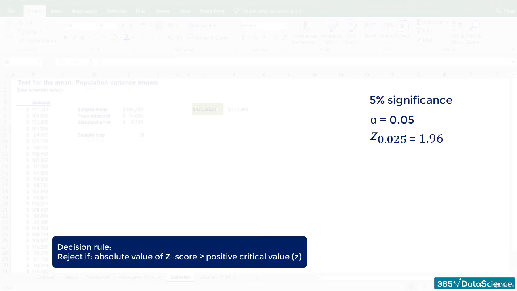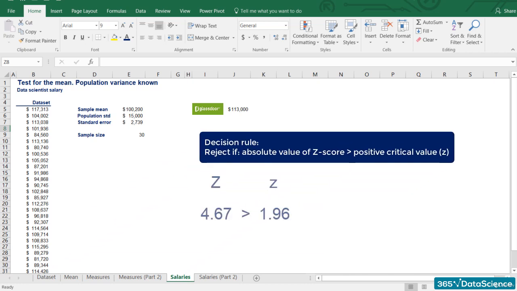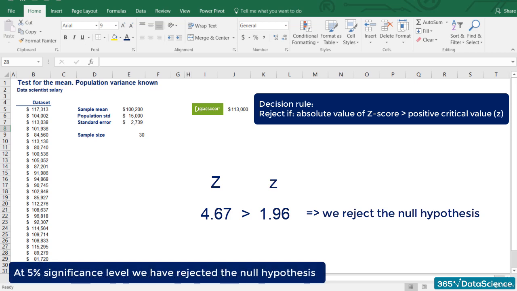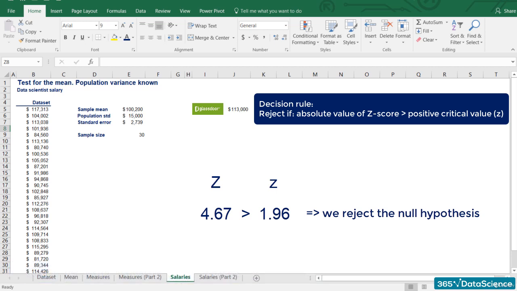The last thing we need to do is compare our standardized variable to the critical value. If the z-score is higher than 1.96, we would reject the null hypothesis. If it is lower, we will accept it. 4.67 is higher than 1.96, therefore we reject the null hypothesis. The answer is that at the 5% significance level, we have rejected the null hypothesis. Or at 5% significance, there is no statistical evidence that the mean salary is $113,000. There are many other ways to express this, and you will probably hear more about this later on in the course.